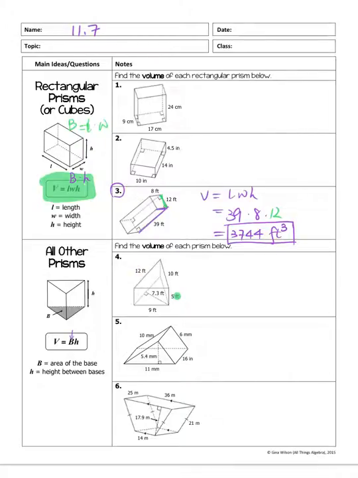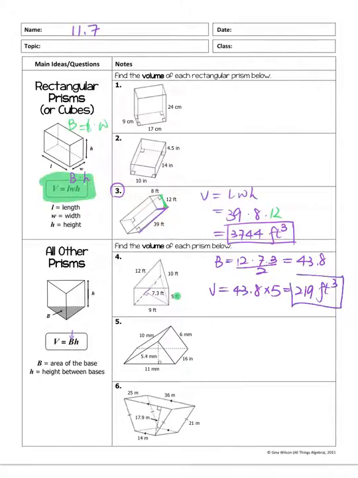So let's look at this again. I've got 12 here, right? So the base area should be 12 times 7.3 over 2, because it's a triangle. And that should give me 43.8. To find the volume is simply 43.8 times 5. And I should have 219 cubic feet.